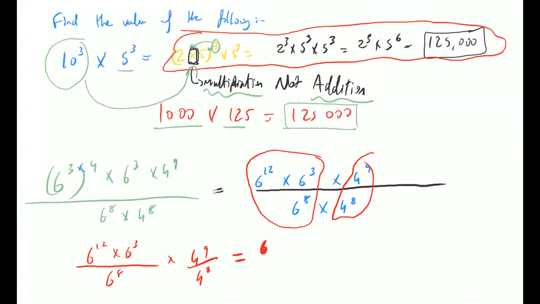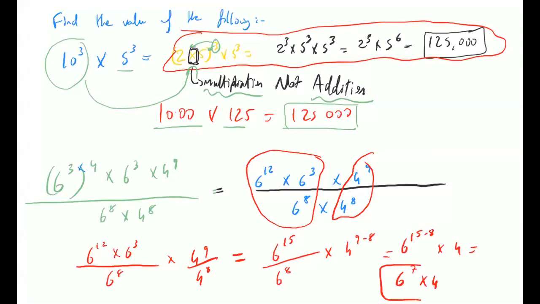It's very big, let me decrease its size. 6 power 15 over 6 power 8 times 4 power 9 over 4 power 8. It's 4 power 9 minus 8, which is equal to 4 power 1, which is 4. So that would be 6 power 15 minus 8, times 4. That would be 6 power 7 times 4. Okay, we're very good.